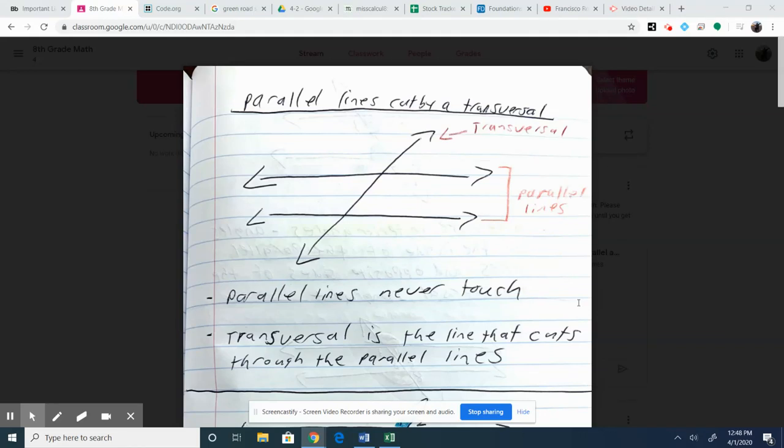Hey guys, so I want to make a video just to explain a little bit about the angles that we can find on parallel lines when a transversal cuts through them. So if you notice again, parallel lines are lines that are never going to touch. They're going to continue going in both directions and they will never meet. And a transversal is just a line that cuts through them. And this could have one or two or maybe even three transversals.